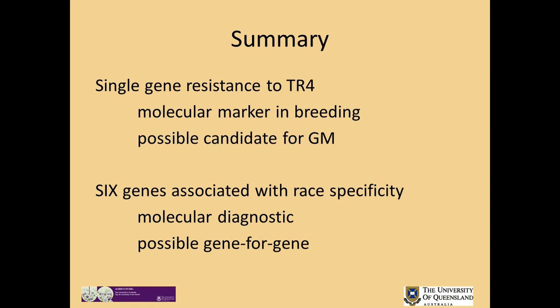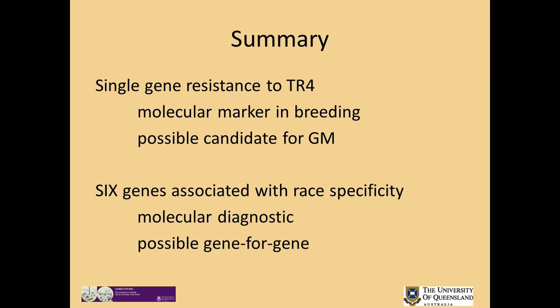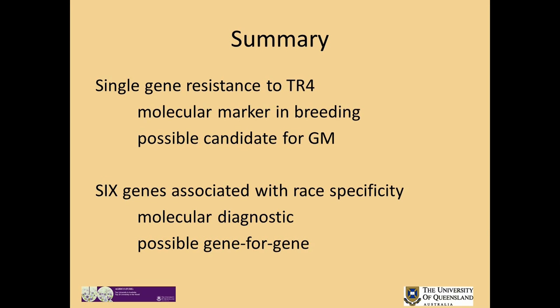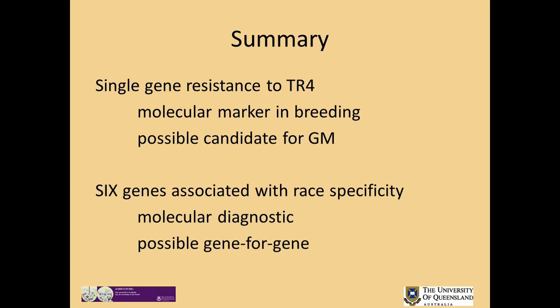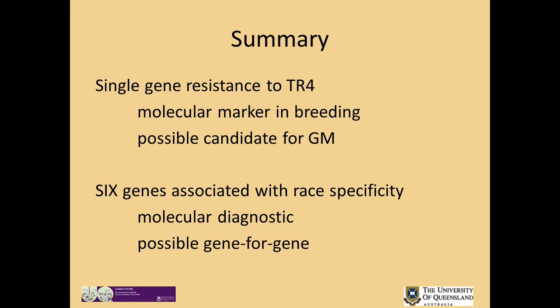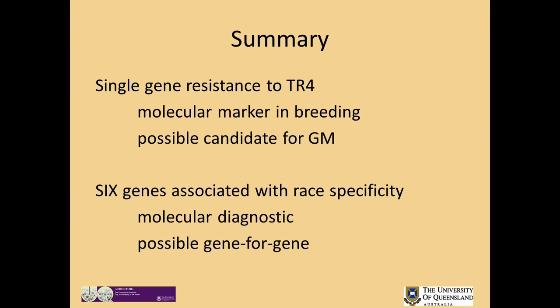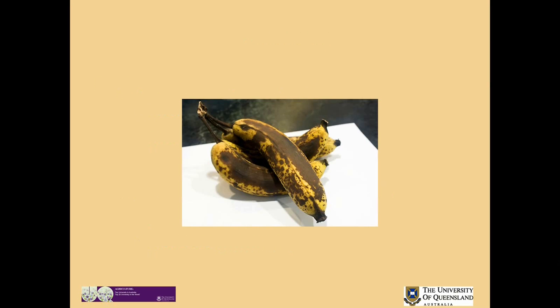Okay, so in summary, we've got single gene resistance to tropical race 4 of Fusarium. We'll follow it up with molecular markers for breeding and possible candidates for GM. And with the 6 genes associated with race specificity, we have a molecular diagnostic that can be used, all importantly, to see whether you've got tropical race 4 present or not, and possibly, from a more interesting scientific perspective, see if there's a gene for gene interaction going on, and to follow up from there. Okay, and if anybody noticed the color change of the slide presentation, we've got to the point where the color is that of an overripe banana, and I'll finish there.